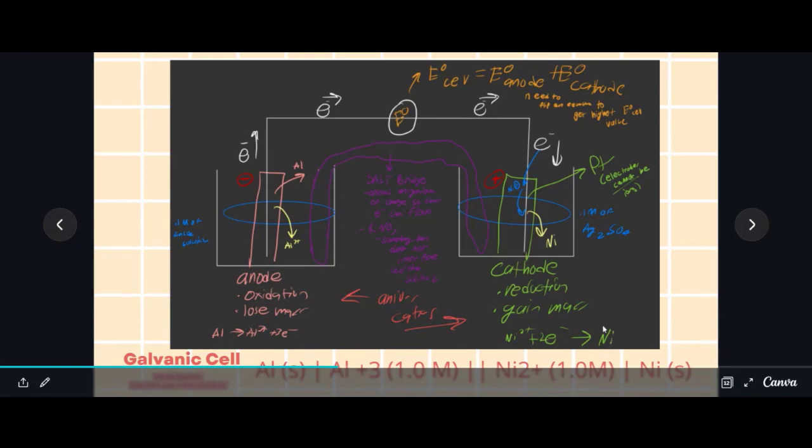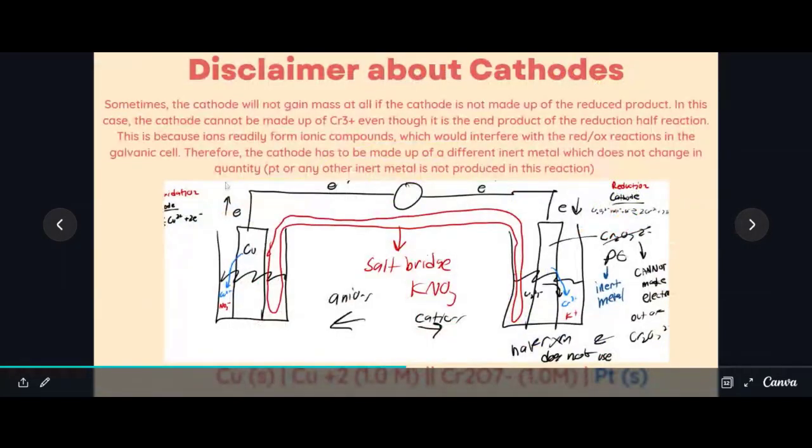This cathode sometimes is very finicky, because the only time this is going to be the same is when on the right side of the reduction reaction, it's not an ion. And why though? We're going to take a look here. Sometimes the cathode will not gain mass at all, even though we talked about that, if the cathode is not made up of the reduced product.